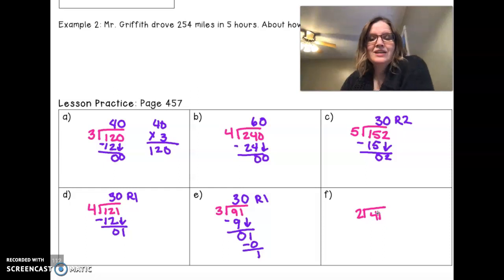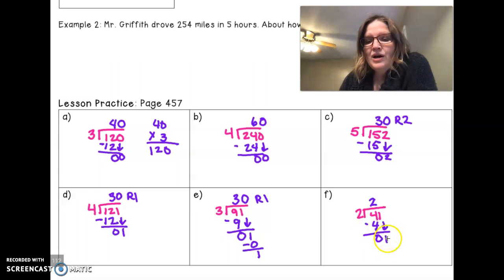And finally, we know that this is going to have a remainder as well, because for anything to be evenly divided by 2, it has to end in 0, 2, 4, 6, or 8, not 1. So 4 can be divided by 2 2 times. 2 times 2 is 4. We subtract, we follow our steps, we pull down the 1. 1 cannot be divided by 2. So after all of that, we know that our remainder is 1.